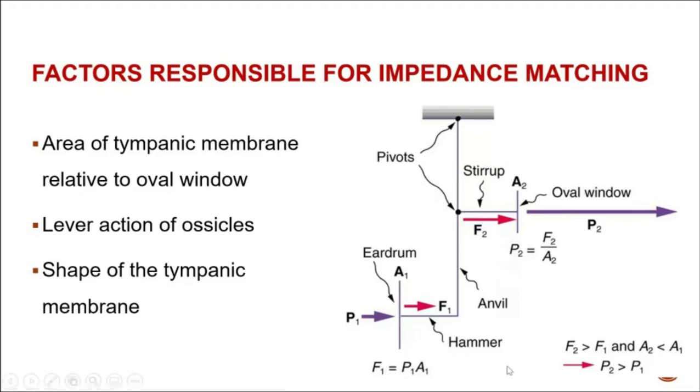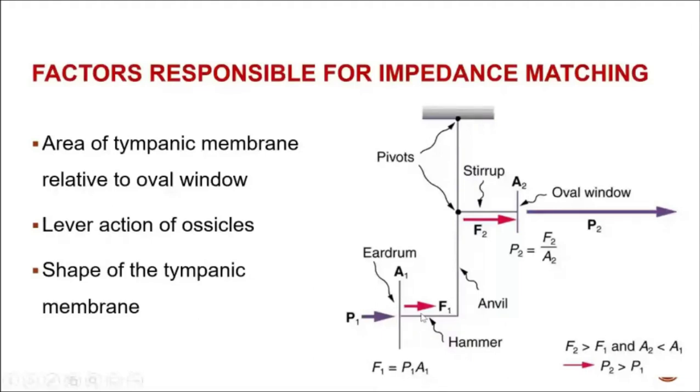So let us see how it is done. The tympanic membrane, let us see what is the force applied at the tympanic membrane. So we look at the area. The area is suppose A1. And the pressure applied here is P1. So force is equal to P1 A1. That is what is happening at the eardrum. Then what is this F1 doing?